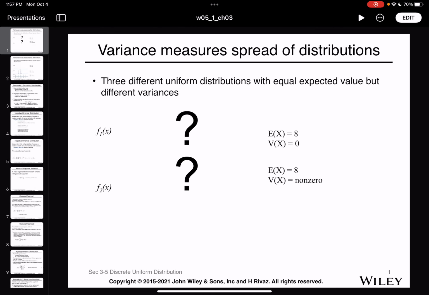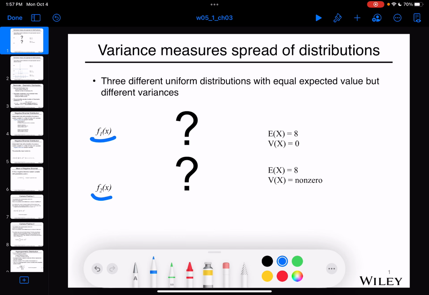All right. So before we move forward with more distributions, the rest of this chapter is where we define other distributions. Let's see if you can name two distributions, F1 and F2, that have the same mean. The mean of these distributions is 8, but the variances are different. So can you define an experiment where the mean is 8, but it has a 0 variance? Let's start from the top one.